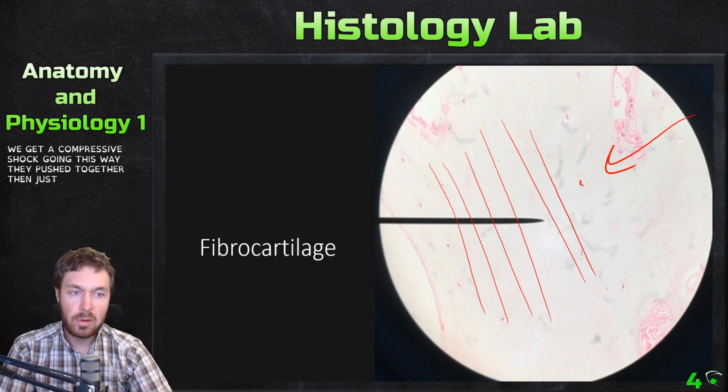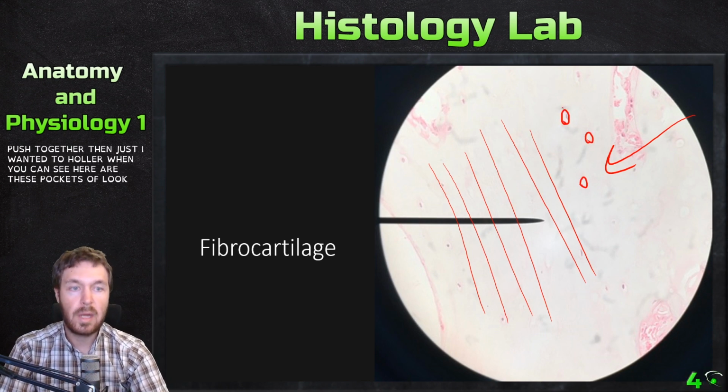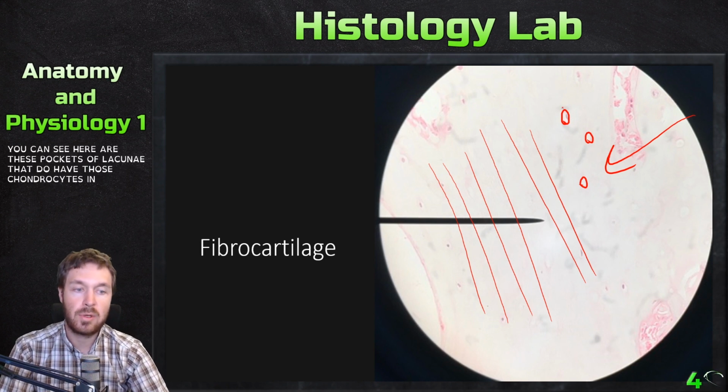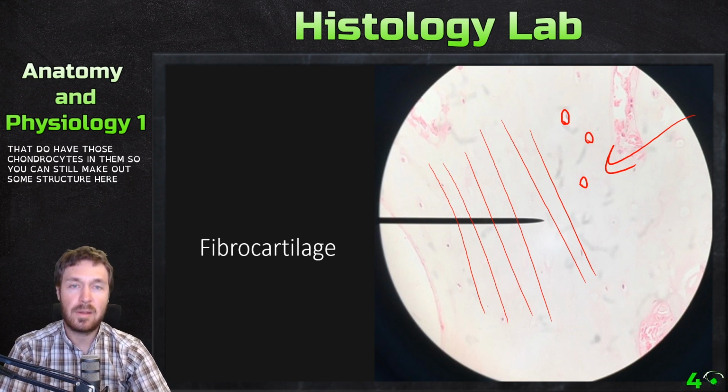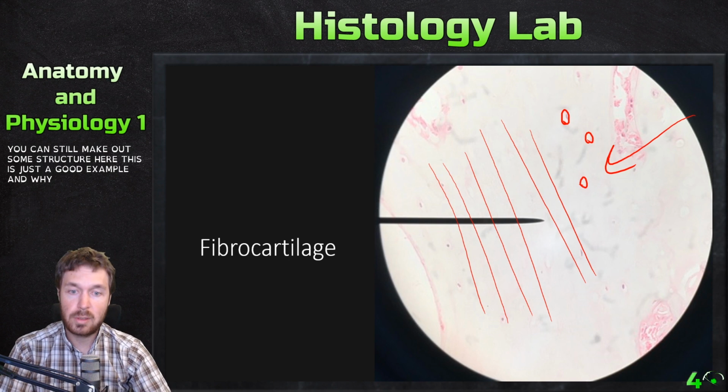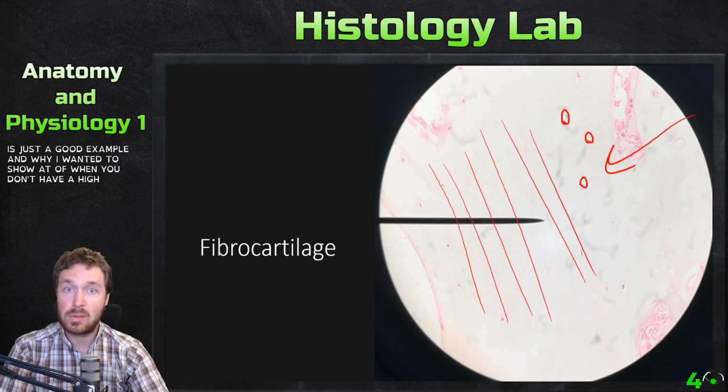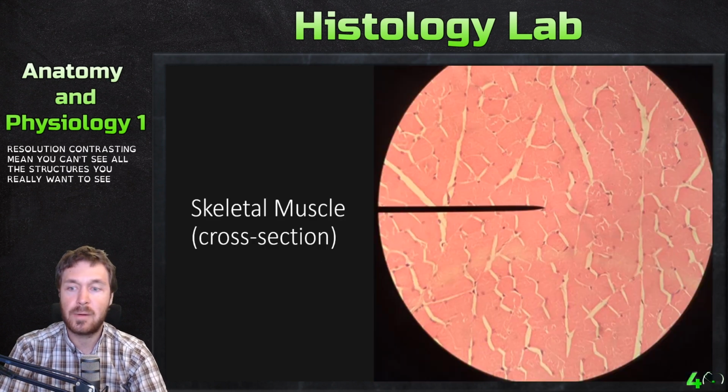I wanted to highlight what you can see here are these pockets of lacunae that do have those chondrocytes in them. So you can still make out some structure here. This is just a good example, and why I wanted to show it, of when you don't have a high resolution contrast stain, you can't see all the structures you really want to see.